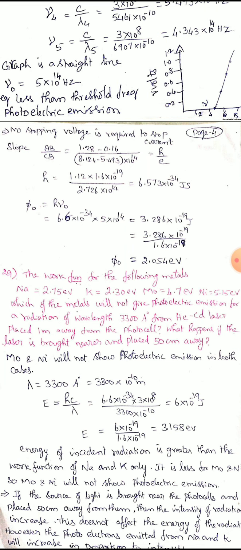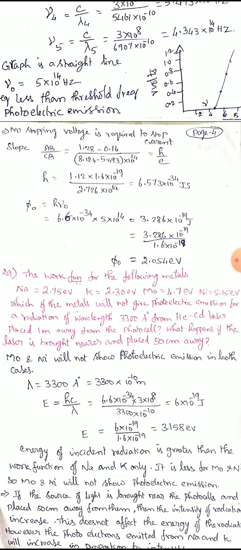And if the source of light is brought nearer to the photocell, that is, kept 50 centimeters away from it, the intensity of radiation will increase. If the source comes closer to the metal, it will give a high intensity of radiation. This does not affect the energy of the radiation. However, the photoelectrons emitted from sodium and potassium will increase in proportion to the intensity. Okay, then we can go for the next sum.